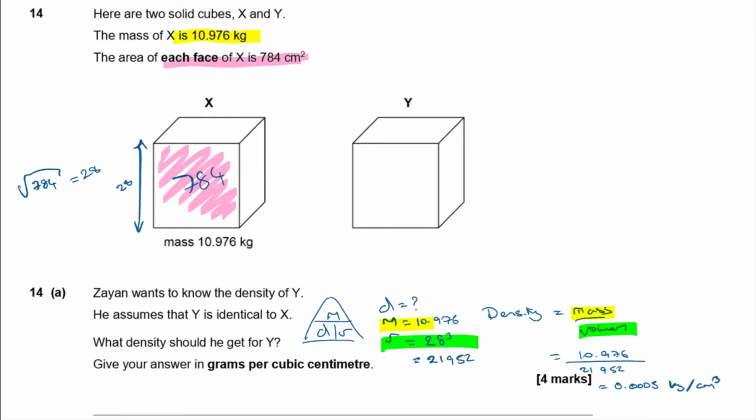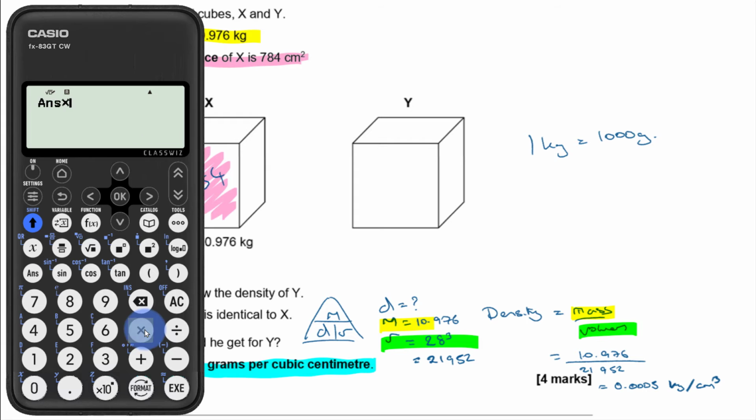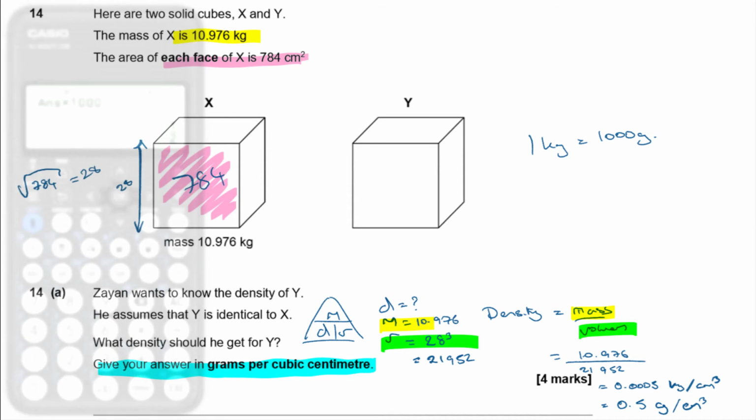Now looky here, it says the answer needs to be in grams per cubic centimetre. So how can I convert that into grams per cubic centimetre? Well, I know that 1 kilogram is 1,000 grams. So if I take that answer and I multiply it by 1,000, I'm going to get a half, or 0.5 then, aren't I? So that's equal to 0.5 grams per cubic centimetre.